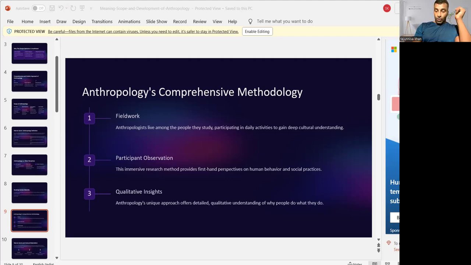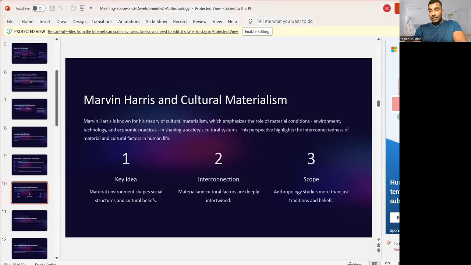Okay, now let's move on to Marvin Harris, cultural materialism. So Marvin Harris is known for his contribution to cultural materialism. That's a theory that emphasizes the material conditions of a society, its environment, technology, and economic practices as key to understanding its cultural system. So all these are actually connected in this, and we will be discussing this in detail in the coming session also. So he basically tried to emphasize the material conditions of society, the environment and the technology, the economic practices, all combined together in understanding the cultural system.